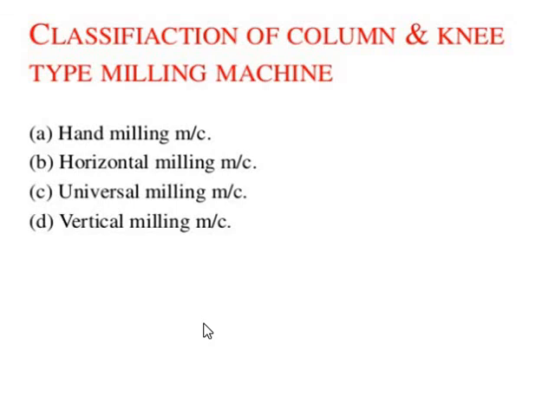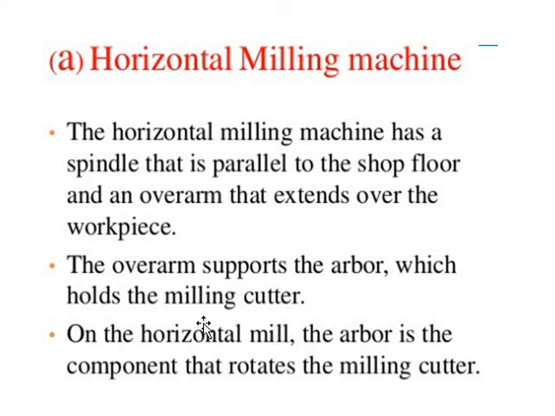Okay. Next we'll be dealing with classification of column and knee type milling machines. Under column and knee type milling machines come hand milling machines, horizontal milling machines, universal milling machines and vertical milling machines. First of all, we'll be discussing horizontal milling machines. The horizontal milling machine has a spindle that is parallel to the shop floor and an overarm that extends over the workpiece. The overarm supports the arbor which holds the milling cutter. On the horizontal mill, the arbor is the component that rotates the milling cutter.